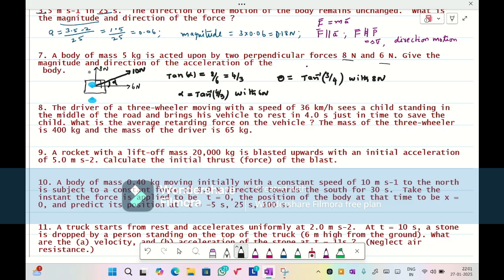So now the acceleration of the body, magnitude and direction of acceleration. This is the force, 10 newtons, and acceleration is equal to force by mass, that equals 10 by 5, 2 meter per second squared. So in the resultant force direction only, acceleration is also present, because net force and acceleration are parallel. Already we discussed. Hope you understand this, right?